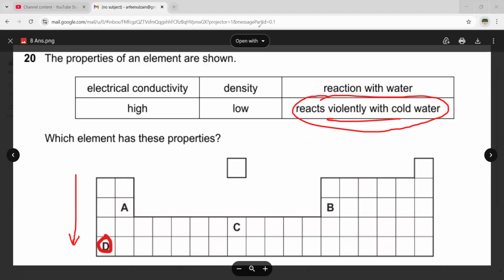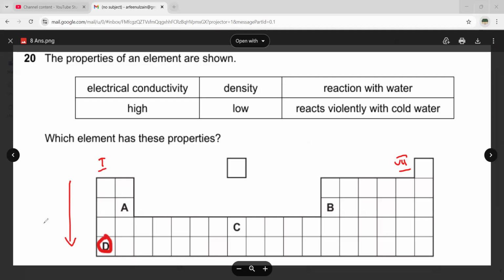You have to learn the periodic trends for group 1 and group 7. For group 1, as we go down the group, the reactivity increases. But for group 7, the halogens, the reactivity decreases. For melting point, as we go down the group, the melting point decreases for group 1. But for group 7, the melting point increases as we go down the group, like fluorine and chlorine are gases, bromine is liquid, and iodine is solid.